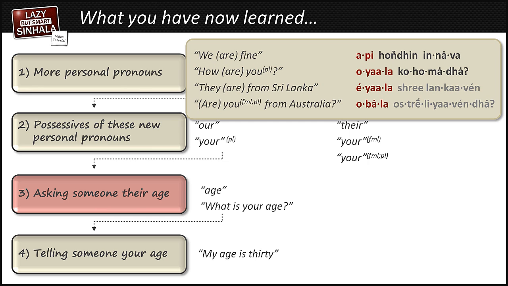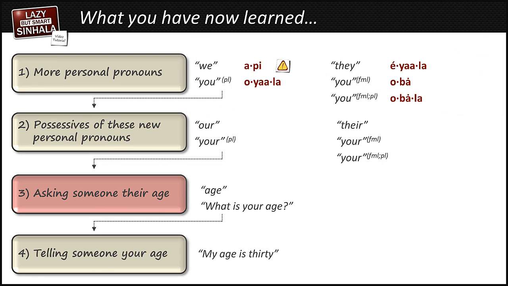We then use these in sentences that we saw in previous episodes by simply substituting the pronoun with whichever new pronoun we wanted. I won't be reading them out again, but go ahead and pause the video if you want to look quickly through them. After that, we went on to see the possessives of these personal pronouns. You now know that our is ape, the plural your is oyalage, their is ealage, and the formal your is obage, for which the plural of formal your is obalage.